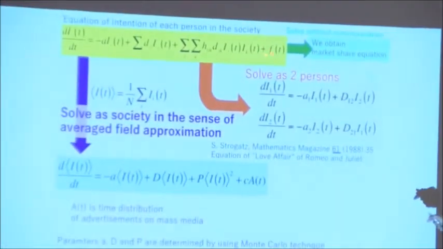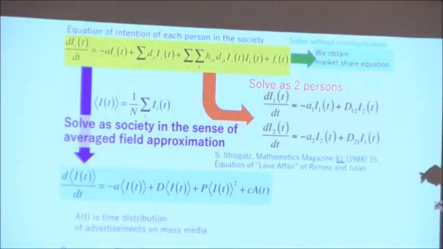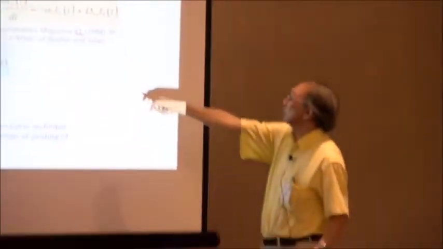Starting from this equation, for example, if we do not consider the communication effect, only the external effect, the mass media effect, then we obtain a very simple market share equation in marketing science. And also, if we limit the number of people in the society to only two persons, we get this equation. And this equation is completely equal to the equation of love affairs of Romeo and Juliet, published in Mathematics Magazine in 1988.